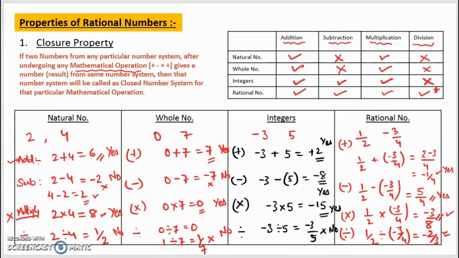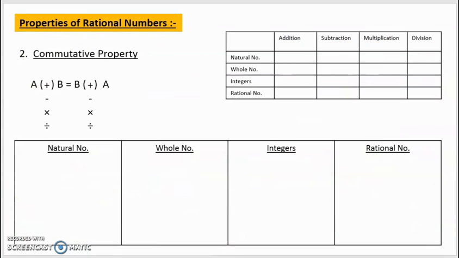In the previous class, we learned the closure property and found that rational numbers follow the closure property for addition, subtraction, multiplication and division. In division, there is one condition: the denominator should not be 0. The next property is the commutative property.